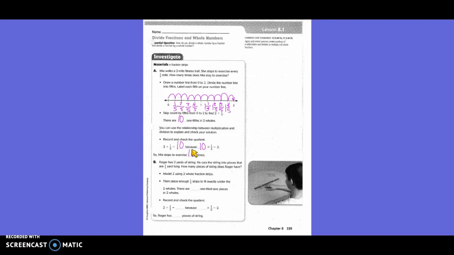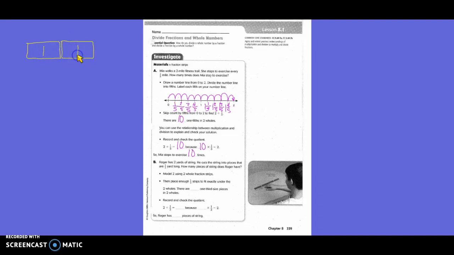Letter B. Roger has 2 yards of string. He cuts the string into pieces that are 1/3 yard long. How many pieces of string does Roger have? Model 2 using 2 whole strip fractions. So you guys don't have out your fraction pieces, but you could still draw that, right? Okay. So you have 2 whole strip pieces, right guys? So go ahead and draw that on your paper.